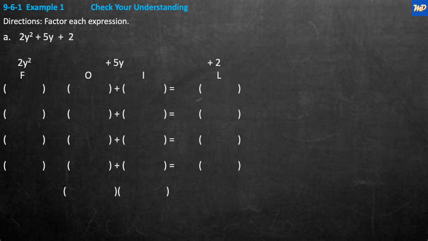So the first thing we have here is to factor each expression. There are 3 of them in a row. The first problem is 2y squared plus 5y plus 2. So I've broken it out. As you see, I've got the first term, the middle term, and then the last term. The 2y squared, the 5y, and the 2. We've written FOIL, and it'll kind of help organize this for you.